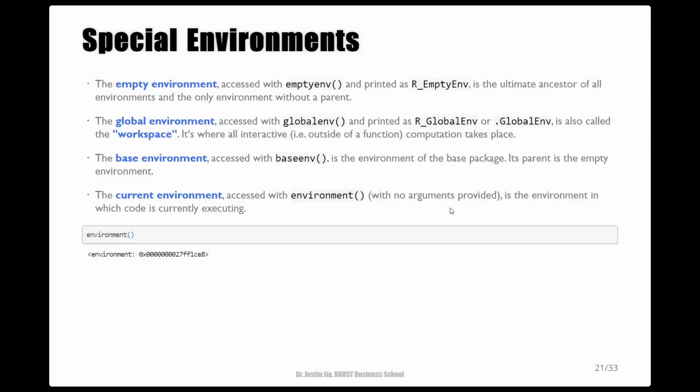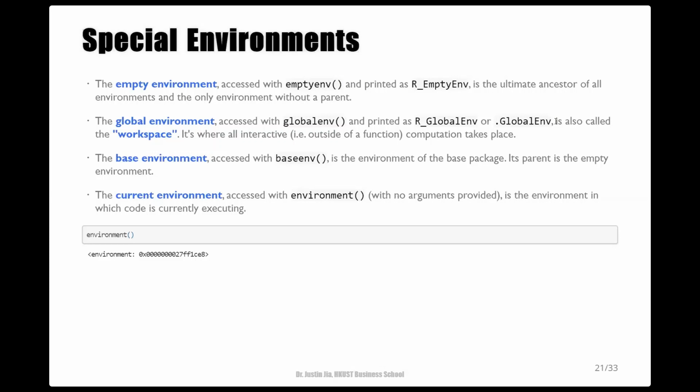In addition to the empty environment, there are three other special environments in R. The first special environment is the global environment, also called the workspace. The global environment is where all interactive computation takes place. All variables and functions you create in your console actually exist in this environment. The global environment can be accessed with this function and printed as either of these two special strings.